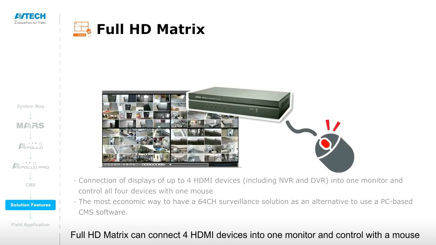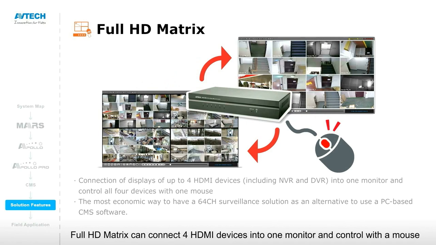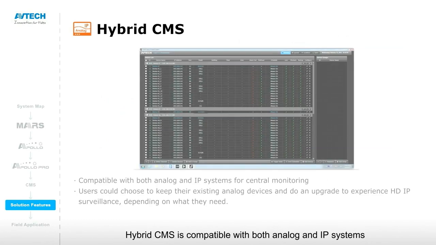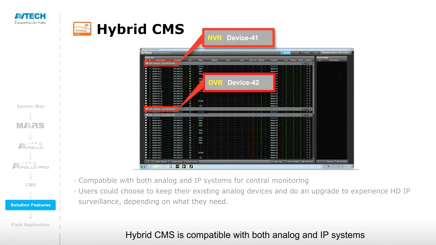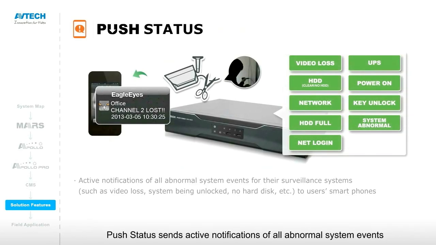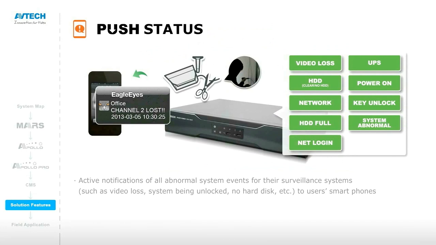Full HD metrics can connect 4 HDMI devices into one monitor and control with a mouse. Hybrid CMS is compatible with both analog and IP systems. Push status sends active notifications of all abnormal system events.